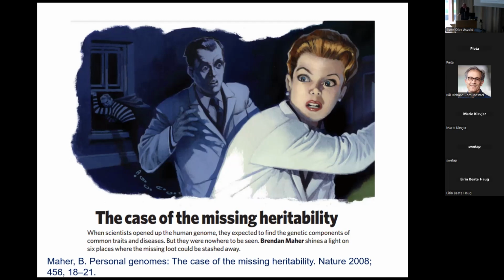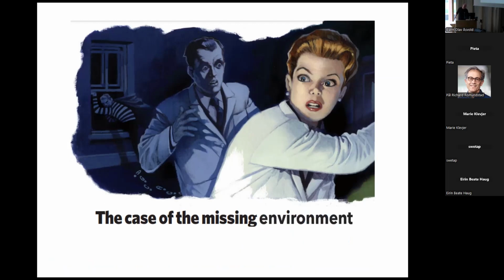Now, for traits like height, which are highly heritable, with massive sample sizes, with literally millions in the GWASs, together with whole genome sequencing, it turns out that for those traits there isn't very much missing heritability anymore. So the case of missing heritability has certainly become less exciting. But we have the case of the missing environment, which hasn't attracted so much attention.